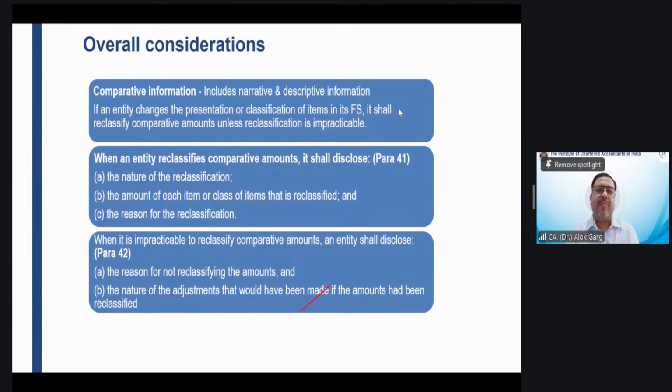Let's move further. Now, comparative information, my dear friends, the company has to give at least 1 year comparative. Okay. The company has to provide at least 1 year comparative, which includes narrative and descriptive information, right? When I say narrative and descriptive information, which means qualitative and quantitative disclosure, okay? If an entity changes the presentation or classification of the item in the financial statement, it shall reclassify comparative amount unless reclassification is impracticable.